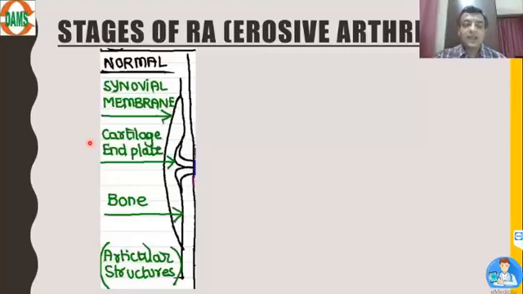There is the cartilage end plate at the bone end of the joint, where my pointer is. And there is the bone itself. So together the synovial membrane, cartilage end plate and the bone are called the normal articular structures. So all of you, now you will remember what is synovitis. Synovitis is the first stage of arthritis.